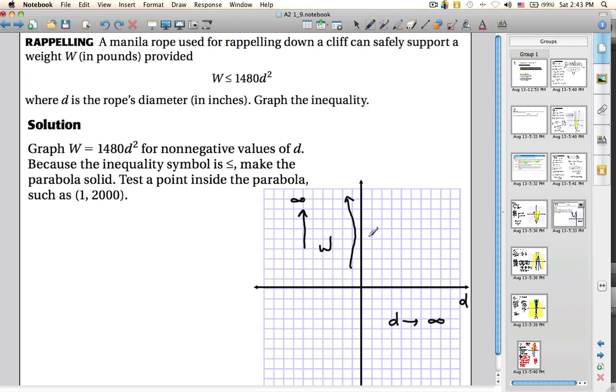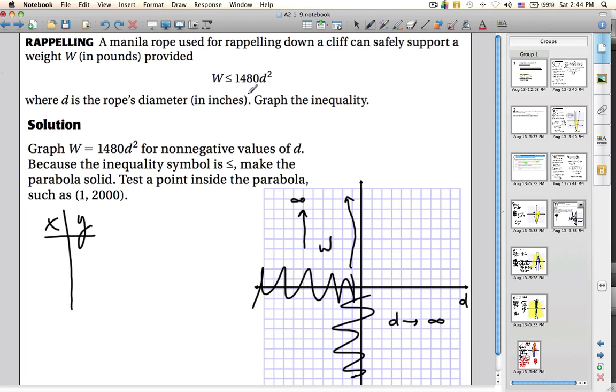And also, is it possible for me to have a rope with a negative diameter? Well, no, that's not possible. So I know that this whole area isn't going to be used. This whole area isn't going to be used. I can't support negative weight. So I know that my graph will be completely located here in quadrant 1. That's some basic things that I should understand as I start approaching the problem.